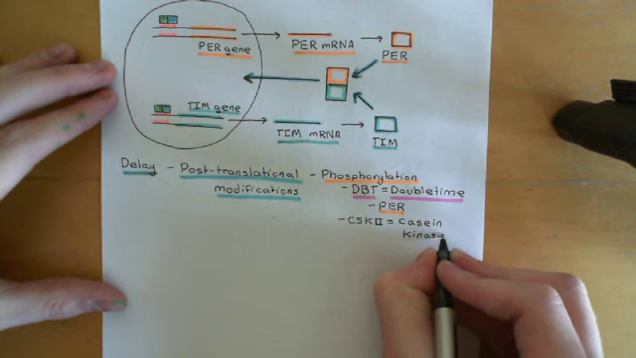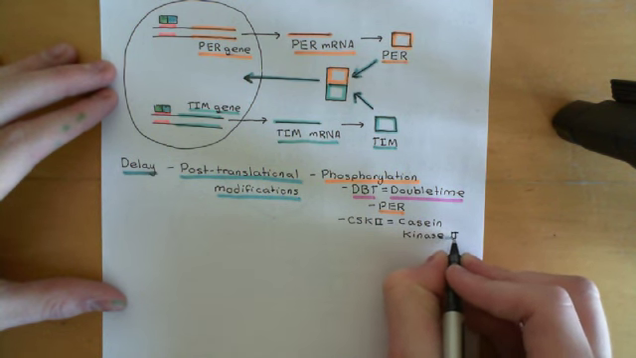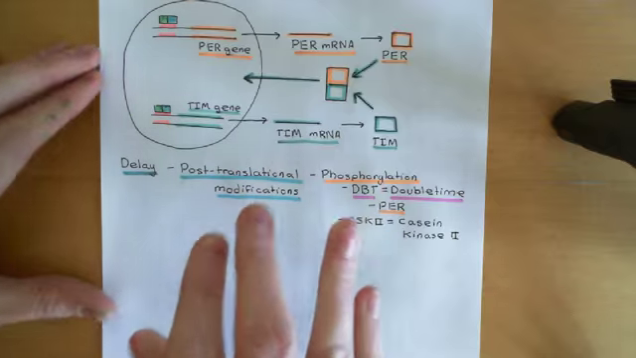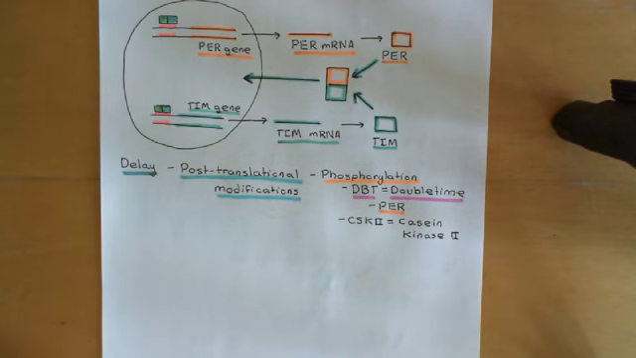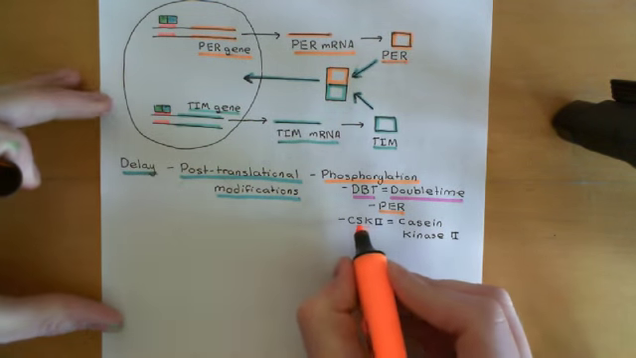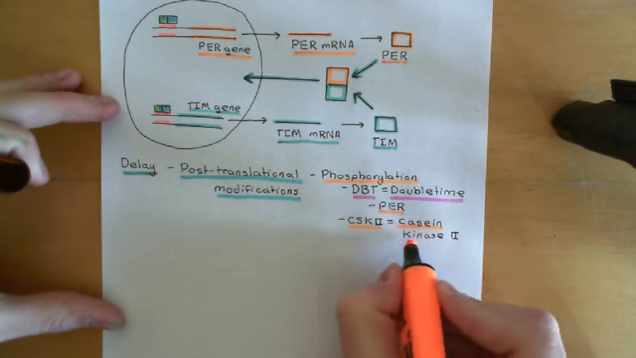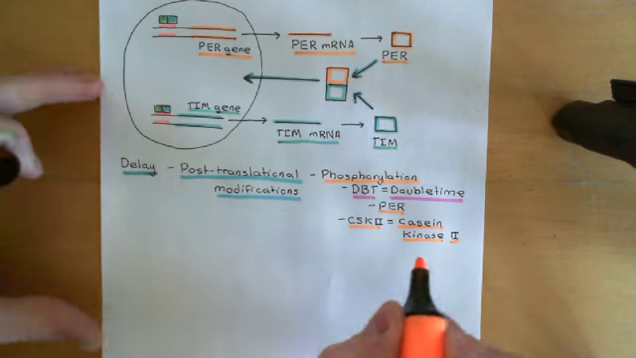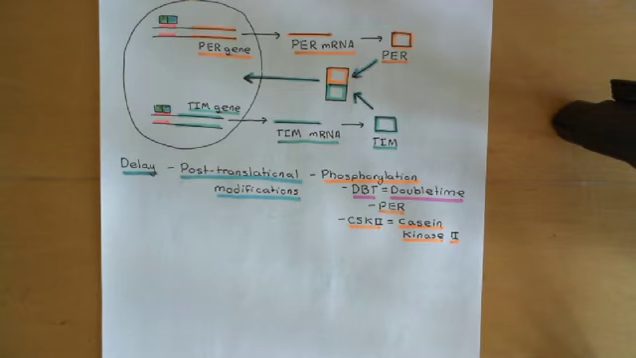And we'll see in the mammal actually where there's going to be a very similar circadian clock system to this, that casein kinase enzymes are important there as well. So casein kinase 2 in Drosophila melanogaster cells is important in phosphorylating period as well. So both double time and casein kinase 2 phosphorylate period.